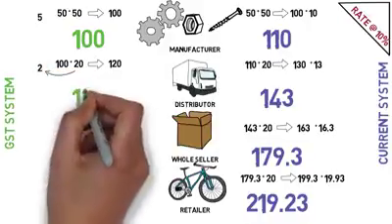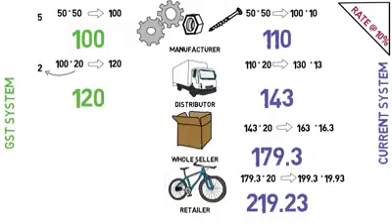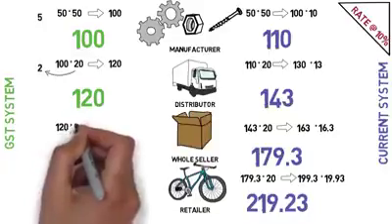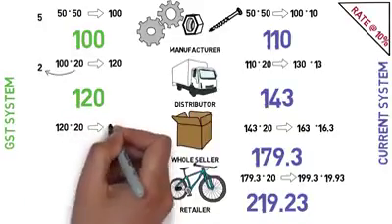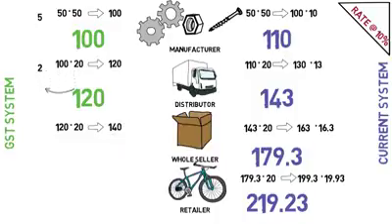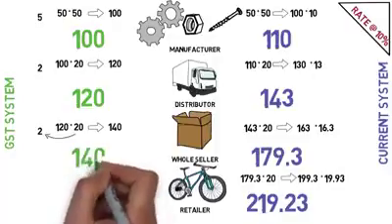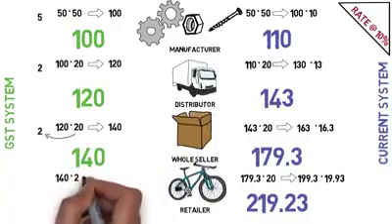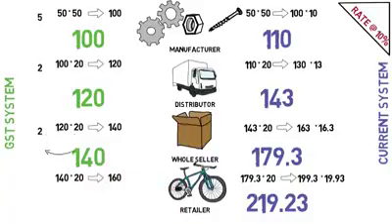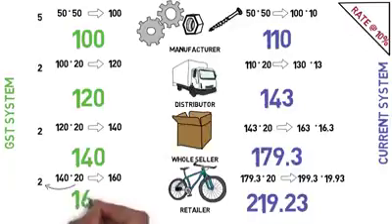The wholesaler buys the product for 120 rupees and follows the same pattern, adding 20 rupees as his profit, and the price becomes 140, and pays the tax of rupees 2 on his profit of 20 rupees. The retailer buys the product for 140 rupees, adds a profit of 20 rupees, pays the taxes of 2 rupees on his profit of 20 rupees and raises the final consumer price to 160 rupees. So, if the prices are compared, the product is 59.23 rupees cheaper in the GST system than the current system.